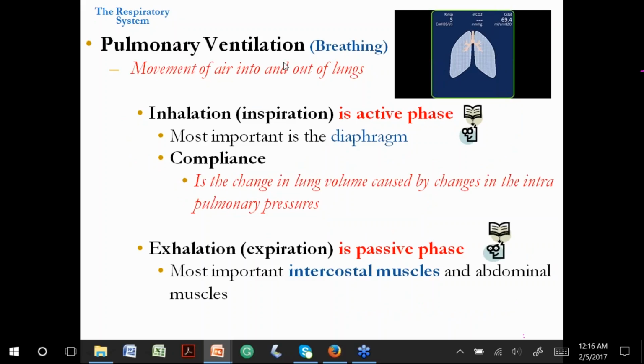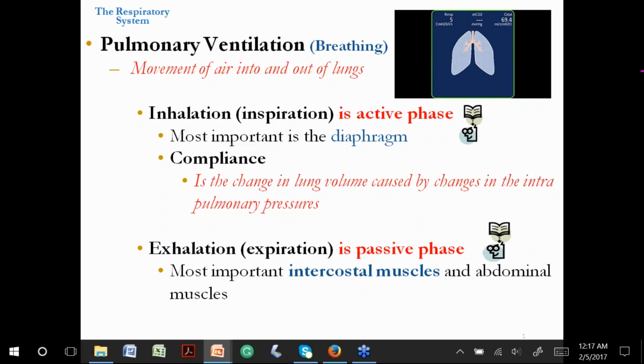Let's talk about pulmonary ventilation. Pulmonary ventilation is nothing else than breathing. If you see the cartoon moving there, we are going to talk about compliance. Compliance is very important to remember, because it is how easy or how difficult it is for the lung to expand during the inhalation of air. It is the change of lung volume caused by changes in the intrapulmonary pressure, so how easily the lung expands or contracts.